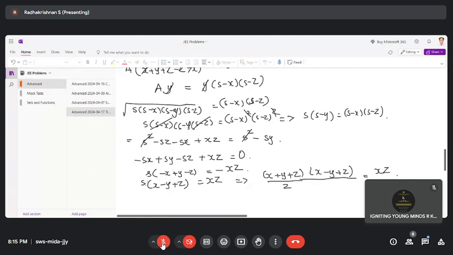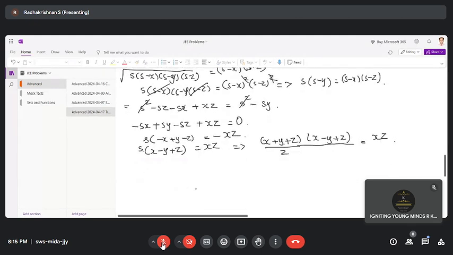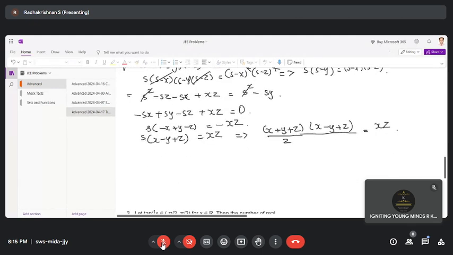I have just substituted S instead of (X plus Y plus Z) by 2. So what is this product? This is (X plus Z plus Y) into (X plus Z minus Y). That means (X plus Z) whole square minus Y square by 2.